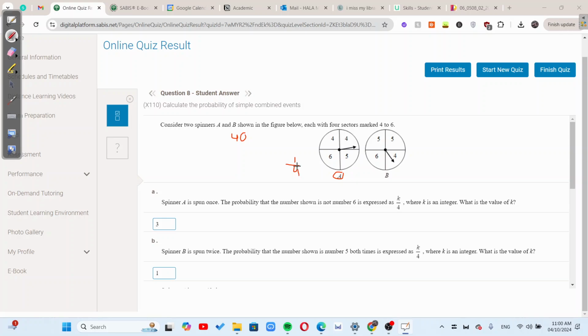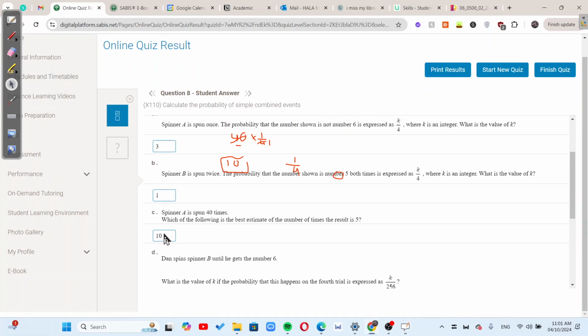So this is your probability. If this is your probability for one time, it's your probability for all the times you're going to spin it. So if you have 40 times, and this is your probability for one time, 40 times your probability for one time. This is really easy. Cancel this with this. This becomes 1, and this becomes 10. So after you spin it 40 times, you're probably going to get 5 only 10 times. So see, 10. We're right.